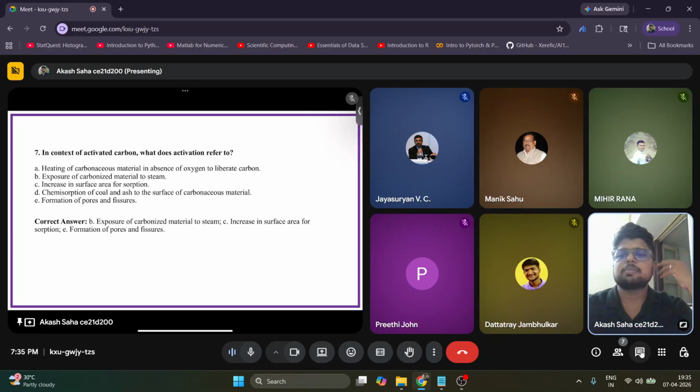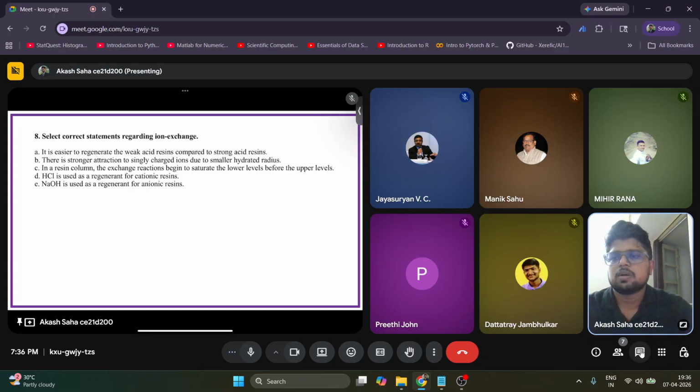Whereas heating of carbonaceous material in absence of oxygen to liberate carbon is a different process. I think it is called carbonation. Then chemisorption of coal and ash to the surface of carbonaceous material means you are already occupying the material's adsorption sites with coal and ash. So that is not activating. We have to increase the performance, make it better. Right? I hope this is clear to all of you.